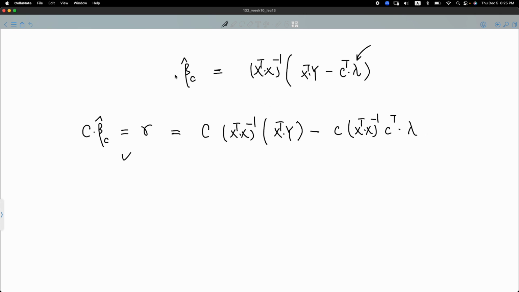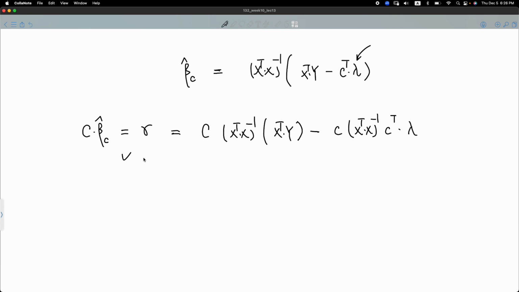So here I'm just going to multiply by c to this expression here. So you have c multiplied by this part multiplied by x transpose y. And then the second part is c multiplied by this part multiplied by here. Okay, so you have two terms. And this one needs to satisfy, so it needs to be equal to gamma.